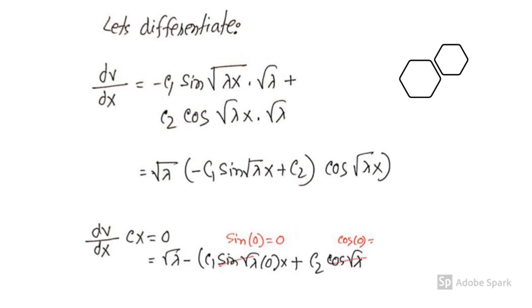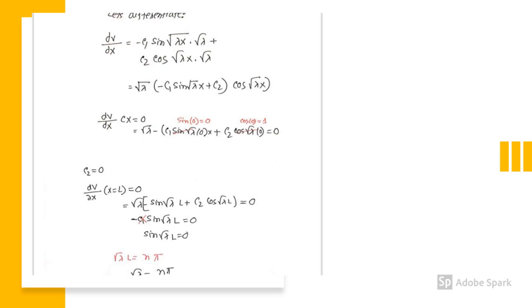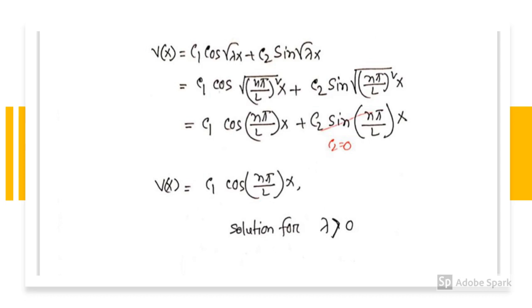Okay, so C2 equals 0, if you look at the below part of this screen. Then dV/dx at x = L equals 0. So root over lambda minus sin root over lambda L plus C2 cos root over lambda L equals 0. So finally we get root over lambda L equal to n pi. So root over lambda equals n pi over L.